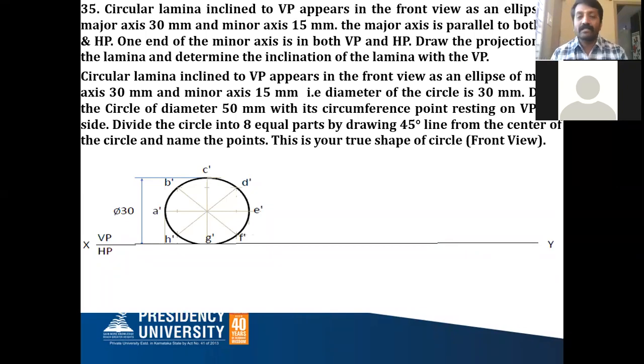So as I have explained in the previous example, the major axis of the ellipse is equal to the diameter of the circle. With this, I am able to find out the diameter of the circle. Here he has given the major axis as 30 millimeter and the minor axis as 15 millimeter. I can consider the diameter of the circle as 30 millimeter, and he clearly mentions that the circular lamina is inclined to be, appears as the front view as an ellipse.